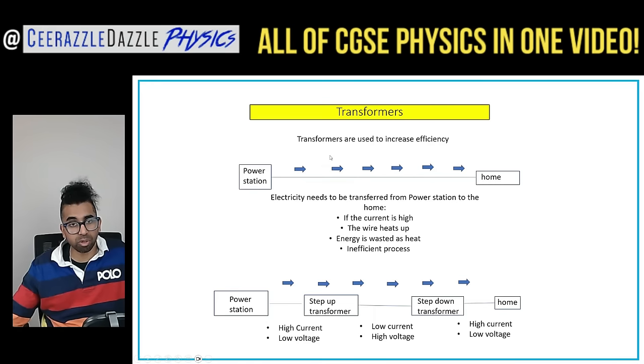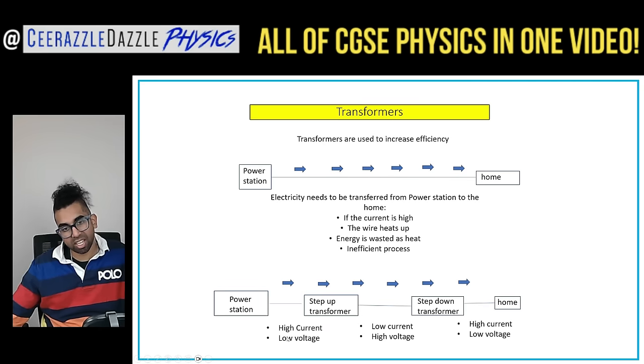Right, so now transformers. Why do we need transformers? First of all, we know that electricity is made at power stations and it must be transported to our homes. If the current is too high, what happens is if you pass high current through a wire, the wire heats up. It's very inefficient because energy is lost as heat. So therefore, you install transformers. You put a step-up transformer and a step-down transformer in between the power station and the home. So look what the step-up transformer is going to do. It takes the high current and it makes it a low current. It does this by stepping up the voltage.